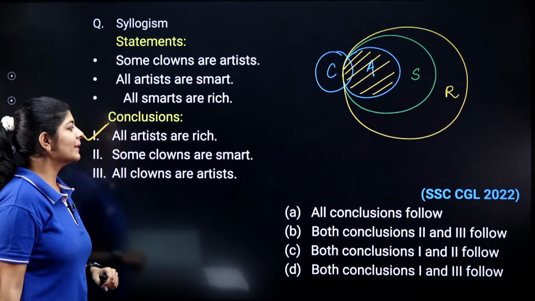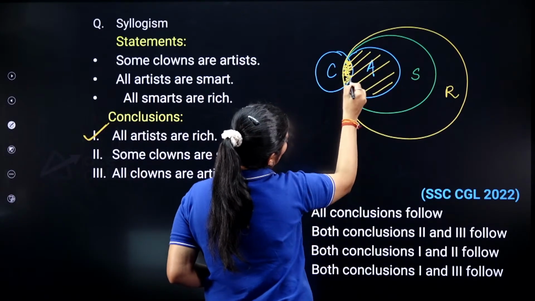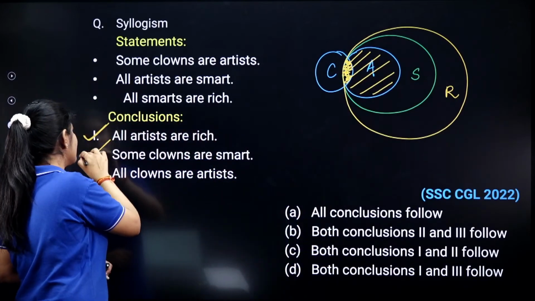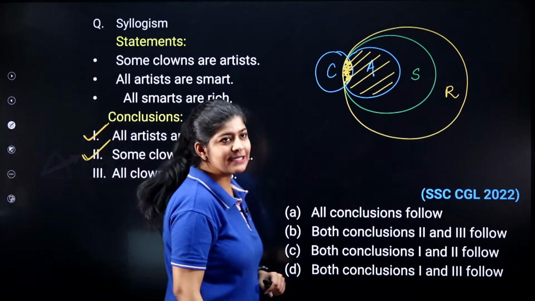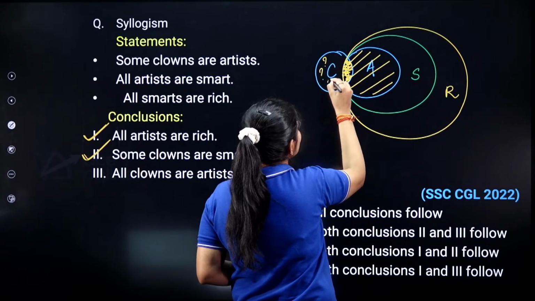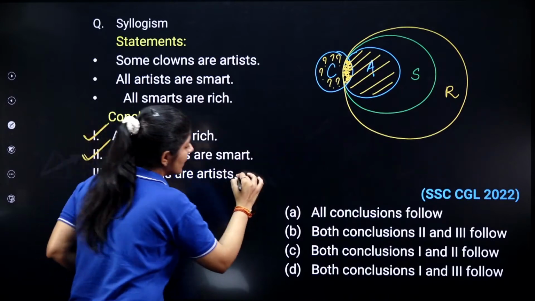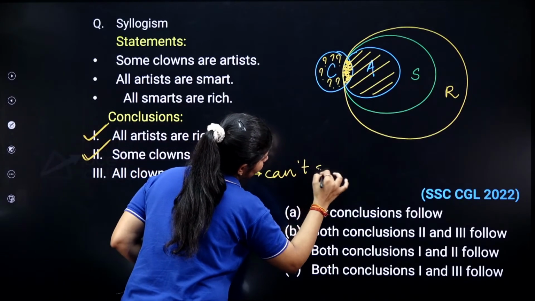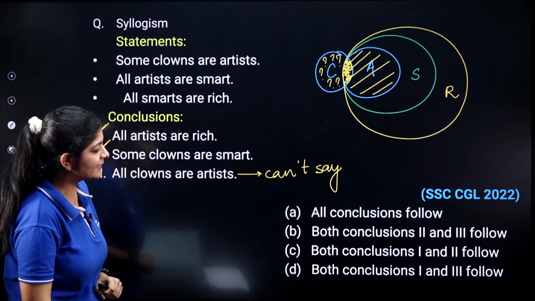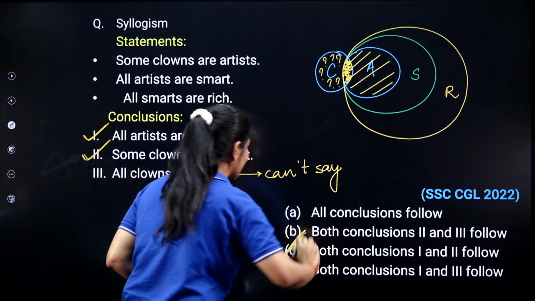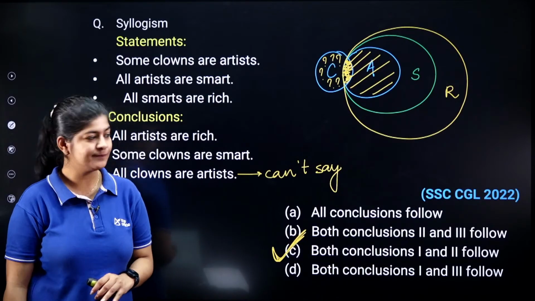Second one, some clones are smart. Yes, we have this mutual part in between clones and smart. So we can say that yes, this conclusion is true as well. Next one, all clones are artists. No. Can we say that? No, because we don't know about the rest of the clones, whether they are a part of artists or not. So this one is considered in can't say condition. So we can say that only first and second, that means option number C is the correct one. Is it clear? Next one.